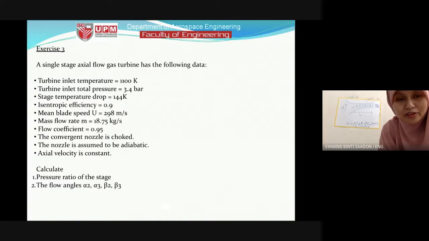Axial flow turbine. This is an axial flow turbine. If you understand the axial compressor, it's just the opposite. Just like I mentioned just now, for a turbine we start with the stator, then the rotor, depending on how many stages we have.